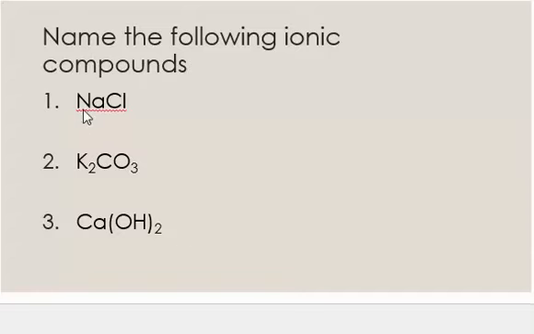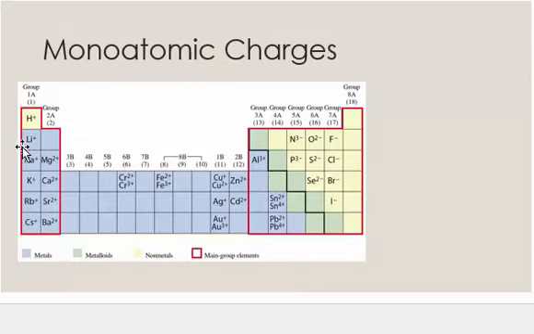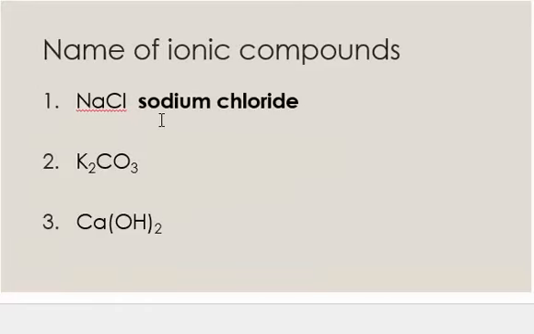Number 1 has 2 capital letters, so we know that this compound has 2 monoatomic ions. Sodium has a constant charge of +1, so this cation name is sodium. The anion is chloride. The name of compound number 1 is sodium chloride. Cation name, anion name.